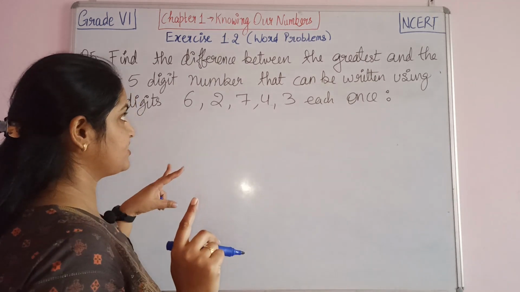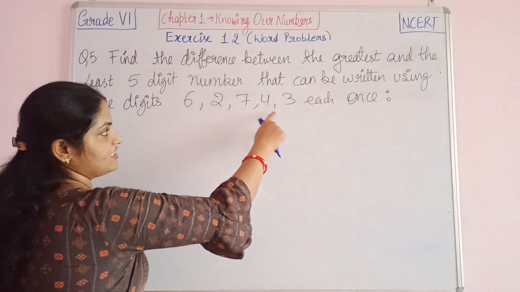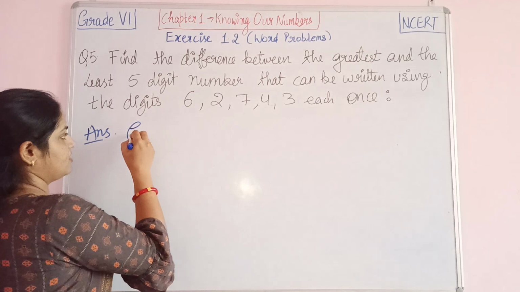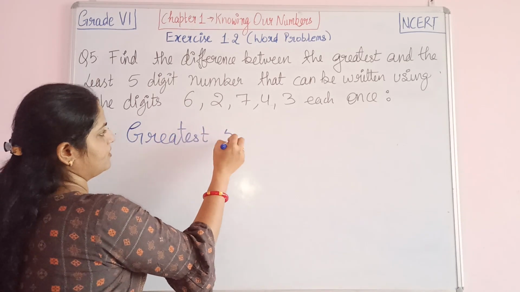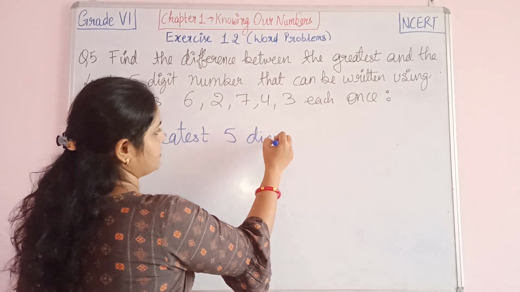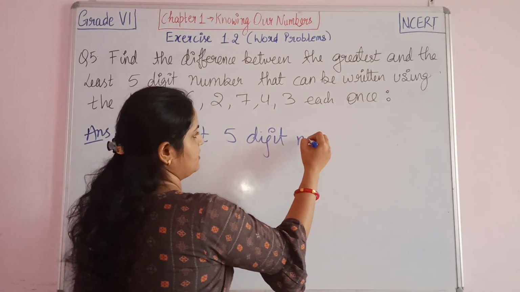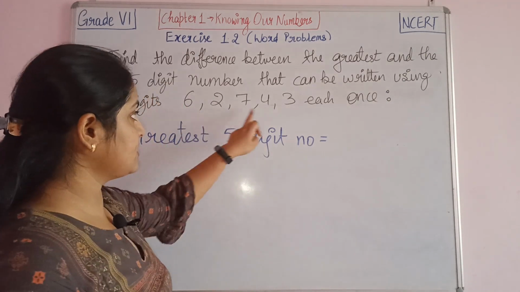Okay, so now let's write down what is the greatest number formed using these digits. Okay, greatest 5-digit number using these digits is, the highest among these is 7.